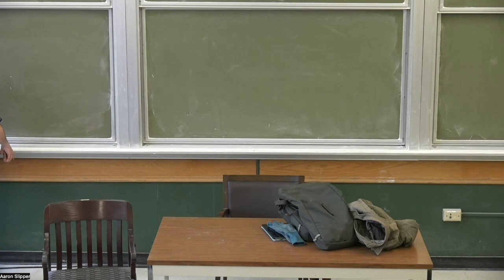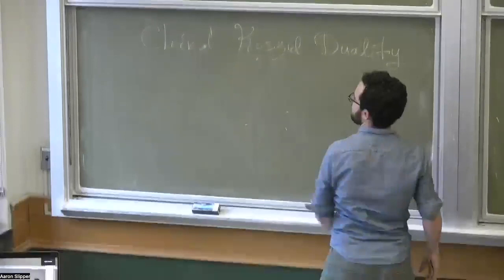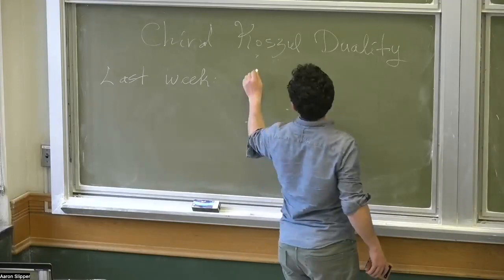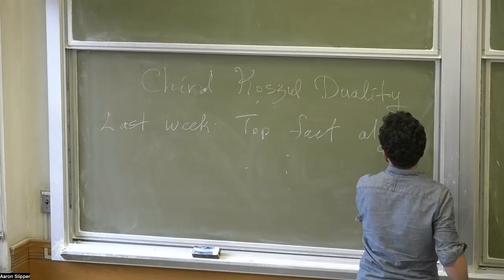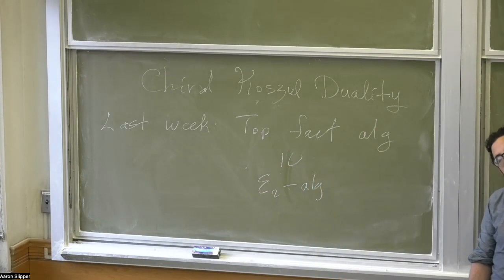The topic is Chiral duality, but in general, it's going to be about the formalism of factorization algebras. Like last week, we saw topological factorization algebras, which were some generalization of E2 algebras. E2 algebras are locally constant topological factorization algebras.